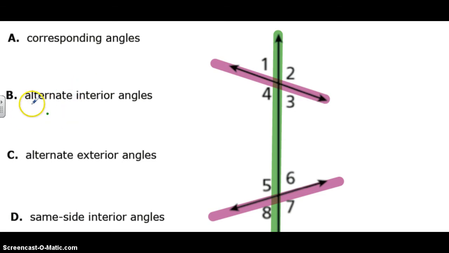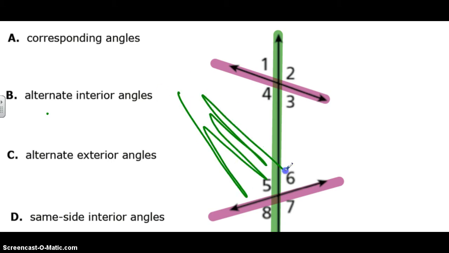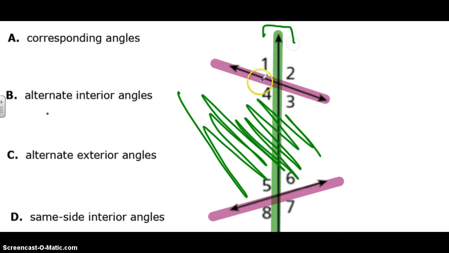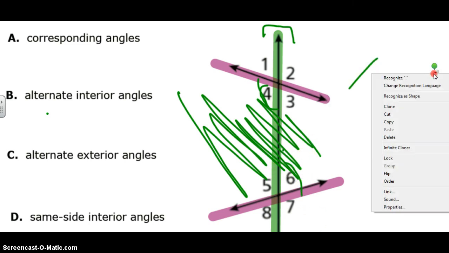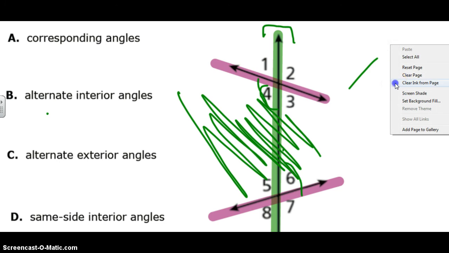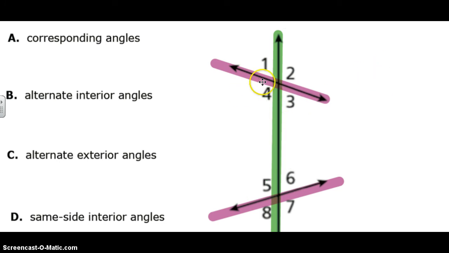If I want to find alternate interior angles, first thing to do is figure out where the interior is. That's this area right here, right? That's my interior of these two lines. And they have to be on alternate sides of my transversal. This is my transversal. So this would be on one side, and this would be on one side. So I can say that 4 and 6 are alternate interior angles because they're on opposite sides. Now you try the rest on your own. Good luck, and you'll do great.